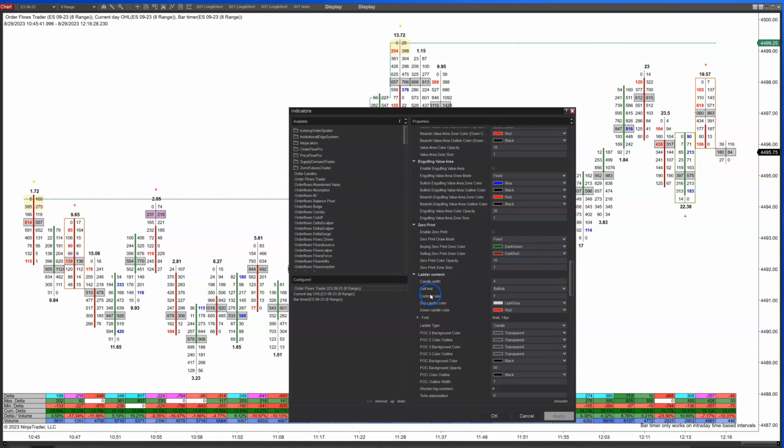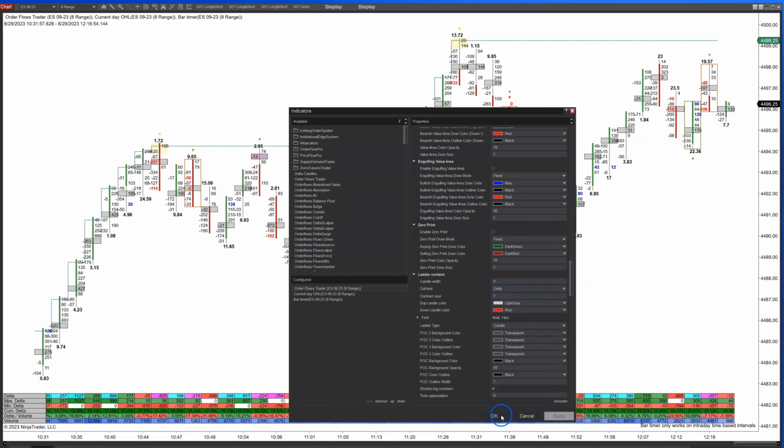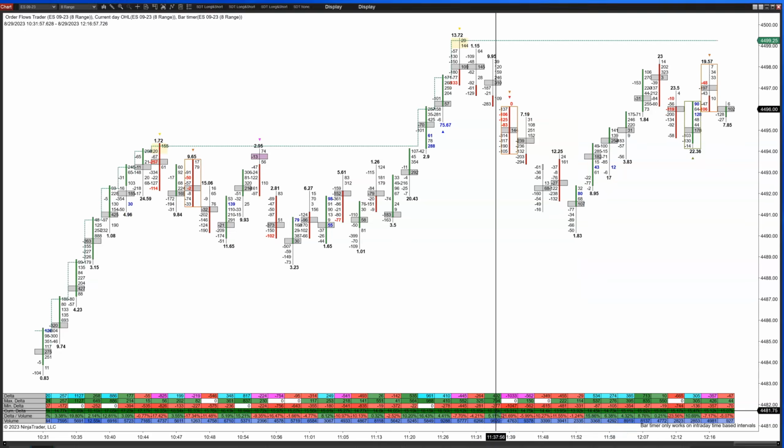On my Orderflows Trader software, if you scroll down to ladder content, you'll see cell text. The default is set to bid ask. You have your choice of delta, which we'll look at today, volume, and diagonal delta. People ask, which is better, the delta at price or diagonal delta? Me personally, I'm fine with just normal delta at price. So you're just going to choose delta and click apply, then click OK.